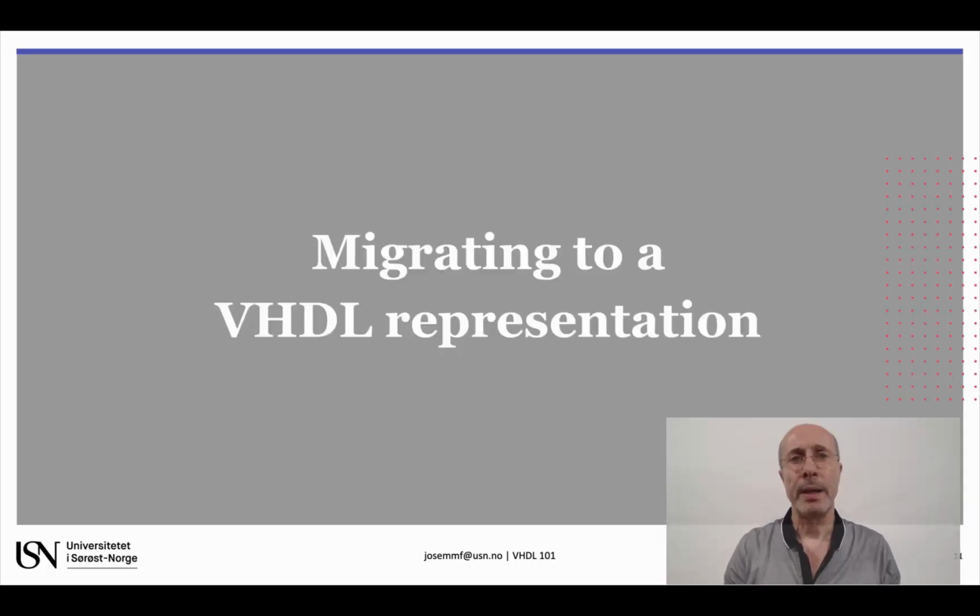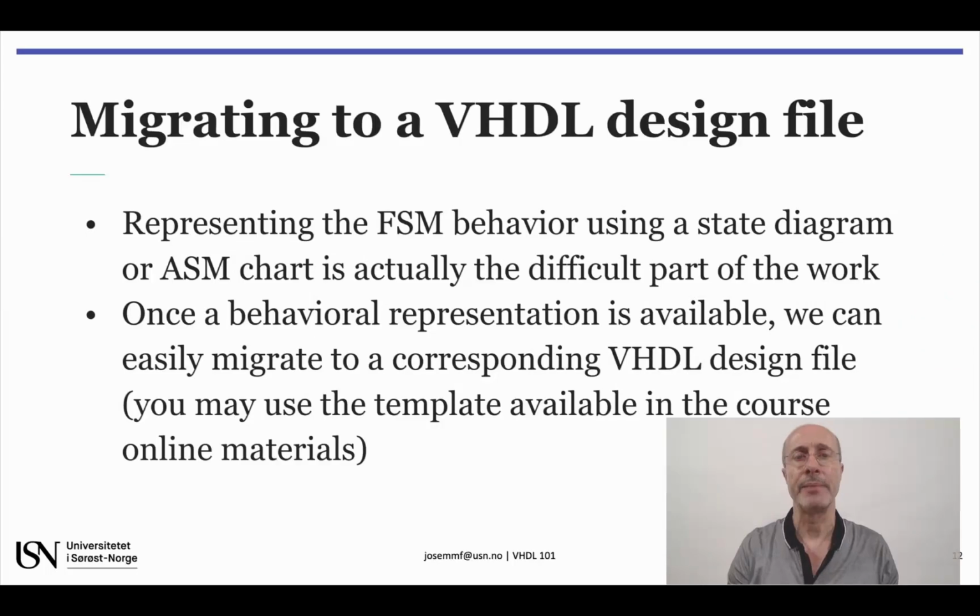Let's now consider how to migrate from a state diagram or ASM chart into a VHDL representation. Take note of this principle. Converting a state diagram or ASM chart into an equivalent VHDL description is a fairly simple and straightforward process. As we have said earlier, the difficult part of designing a finite state machine lies in converting the functional requirements into a formal state diagram or ASM chart representation. From there on, it's essentially a piece of cake.